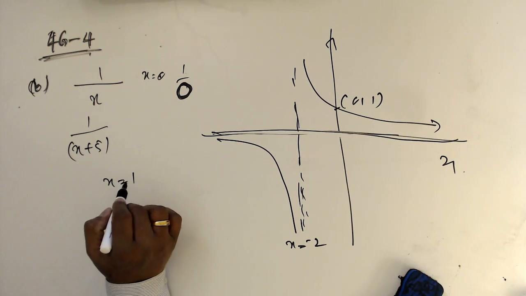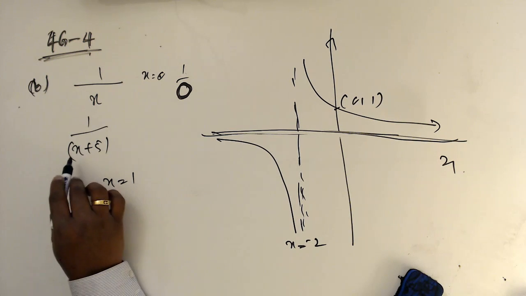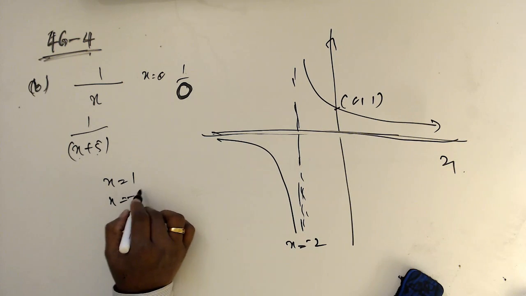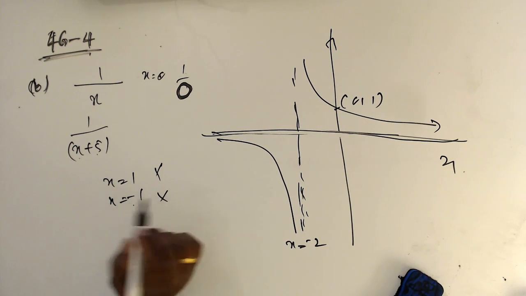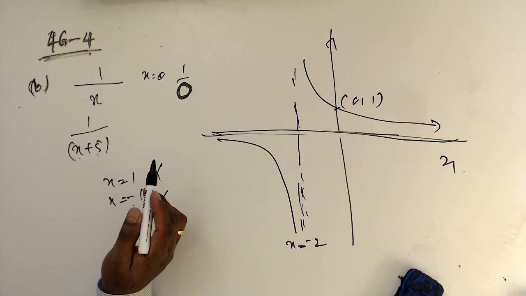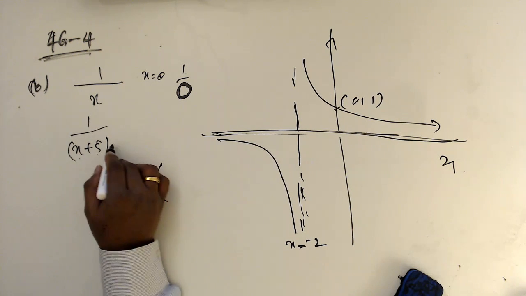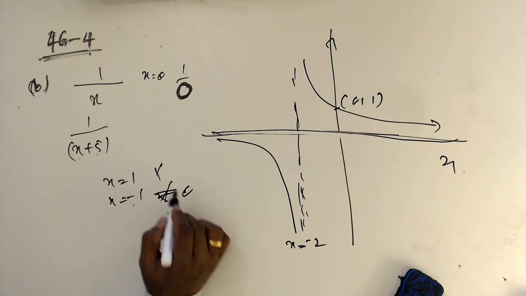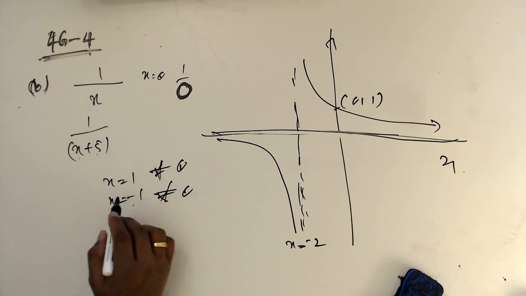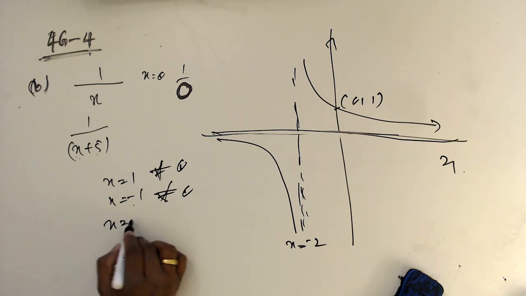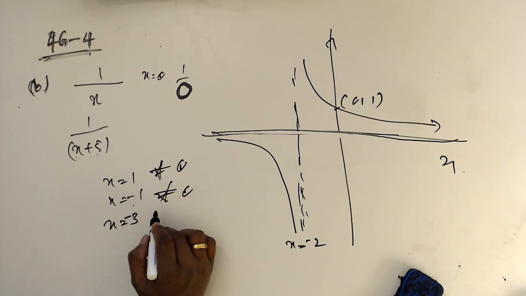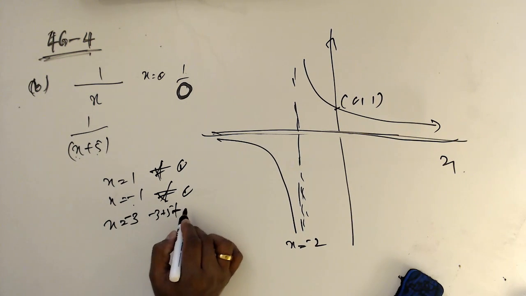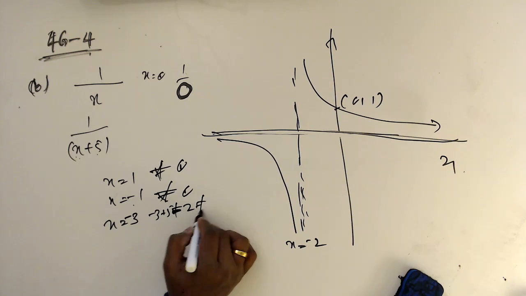X equal 1 is not an asymptote, because 1 plus 5 is 6. X equal minus 1, not the asymptote. Minus 1 plus 5 doesn't make 0, not equal to 0. If I put x equal minus 3, then minus 3 plus 5 is plus 2, not equal to 0.